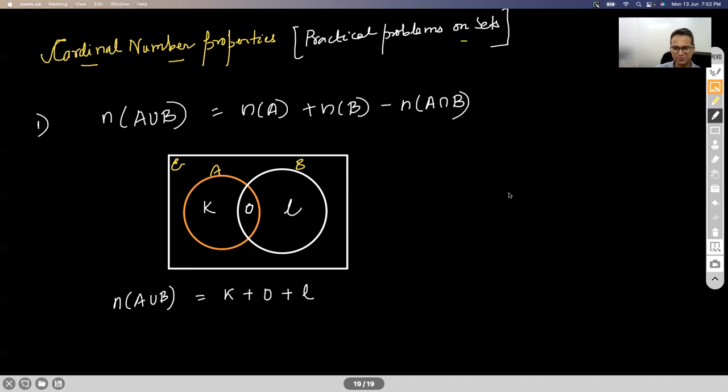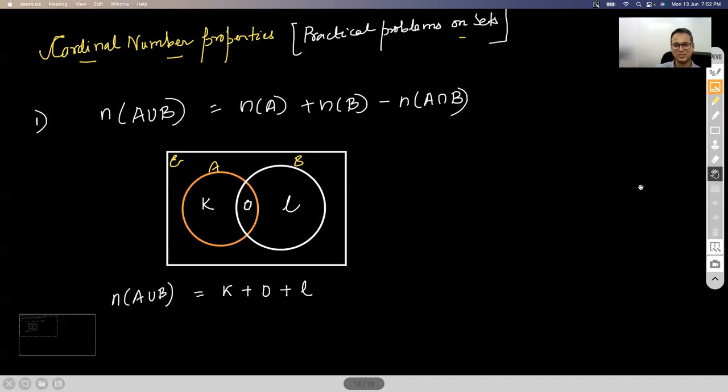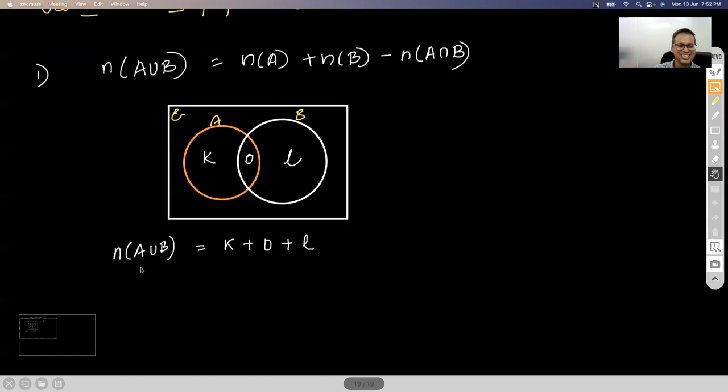Right? Now see. Oh, cool. It becomes cool. Now see, if I do NA, it gives me K plus O because it'll cover the whole part, the whole circle. So K elements lie in this part, that is only in A. O elements lie in the intersection of A and B. So for entire A, it will be K plus O.